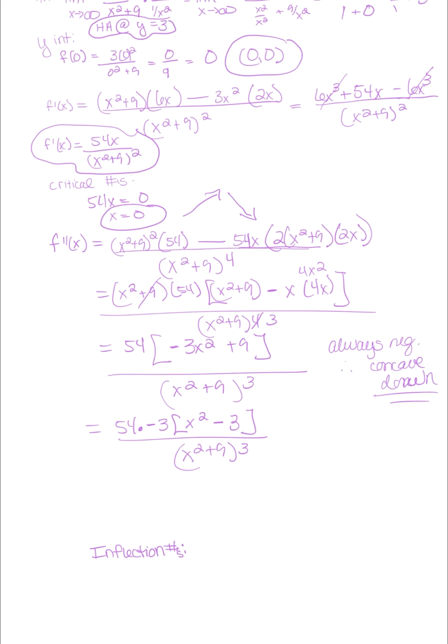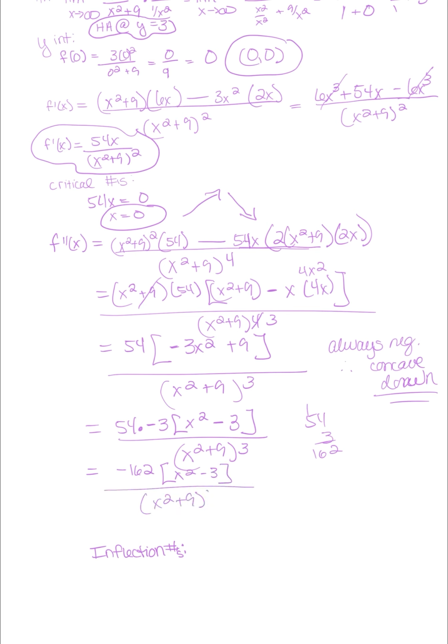Okay. So 54 times negative 3, what is that? That's 12, 15, 16, negative 162. Times x squared minus 3, over x squared plus 9 cubed. So this is our final derivative.